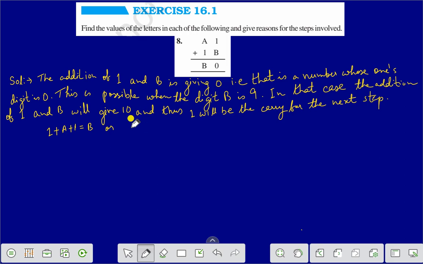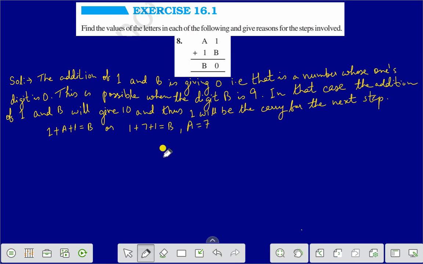If we take A as 7, that is 7 plus 1 plus 1 is equal to 9, that is the value of B. Then we are getting B as 9. That means the value of A is 7. Therefore we are getting A as 7.